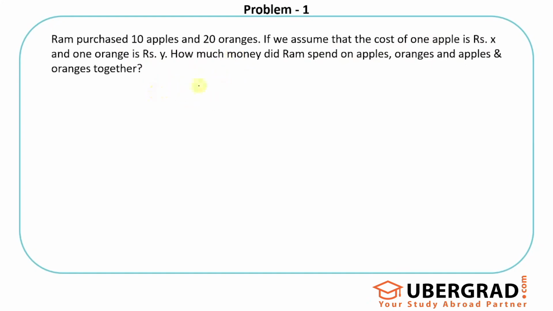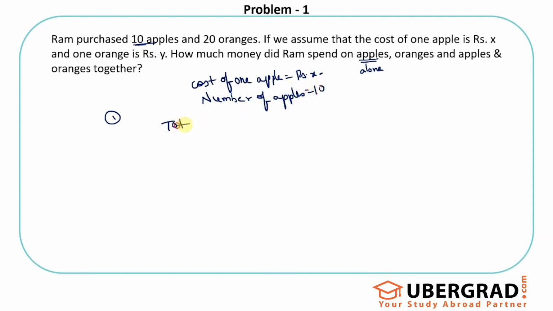Hope you have tried it. The question is asking how much money Ram spent on apples alone. That's the first question. What is the cost of one apple? X rupees. How many apples are they buying? The number of apples purchased is 10. So what is the total money spent on apples? Ram purchased 10 apples and each apple is X rupees, so he would have spent 10 into X, 10X rupees on it.